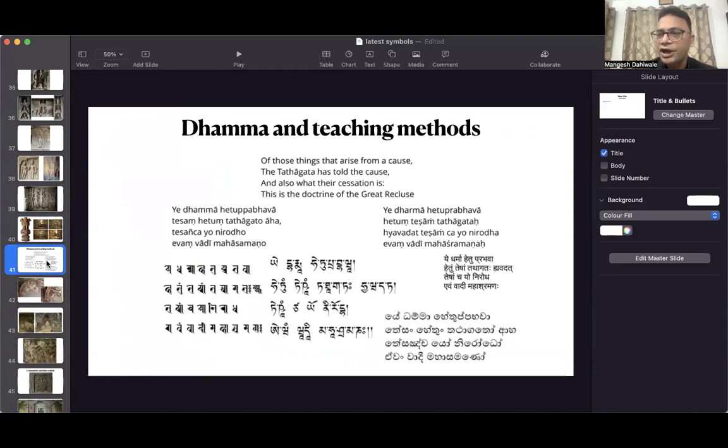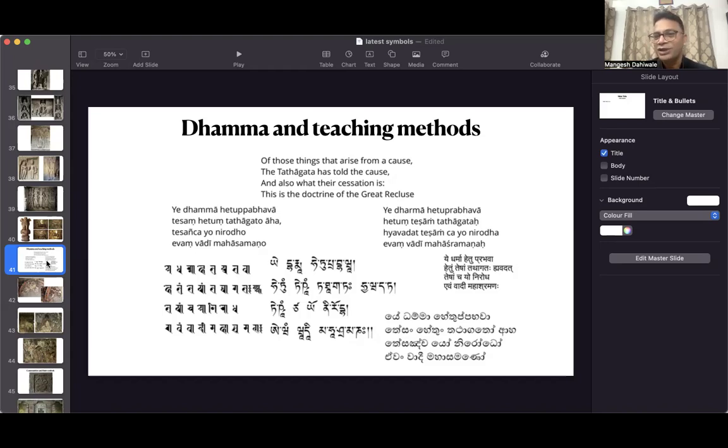One of the uses of the symbol was to teach the Dhamma. As I told you, how we can learn the Dhamma from the symbols, how we can practice the Dhamma from the symbols. So this formula: Ye dhamma hetu pabhava, tesam hetu tathagato aha, tesam ca yo nirodho, evam vadi mahasamano. This is the heart of Buddhism. This is what represents the paticca samuppada. And this is everywhere. You go anywhere, this is written.